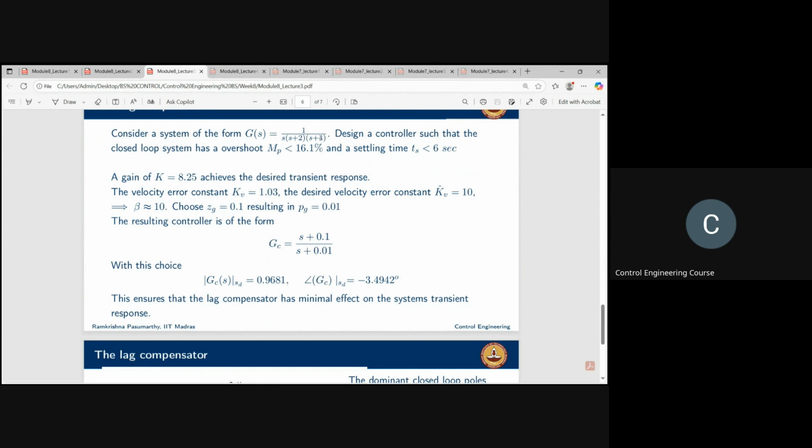So you have to ensure that those zeros and poles of the lag compensator are very, very, very close to the origin, so that their angle deficit contribution is much, much lower. Got it?